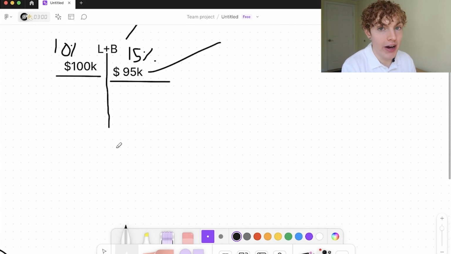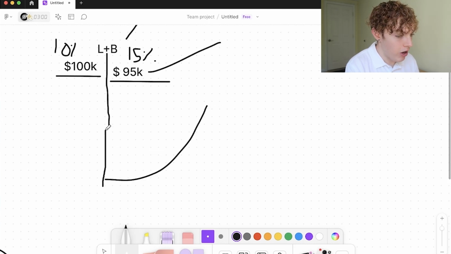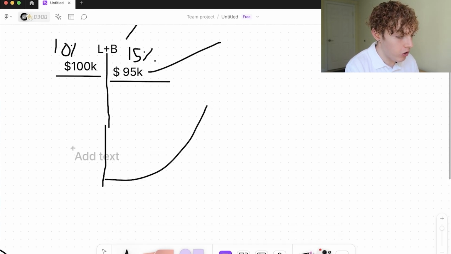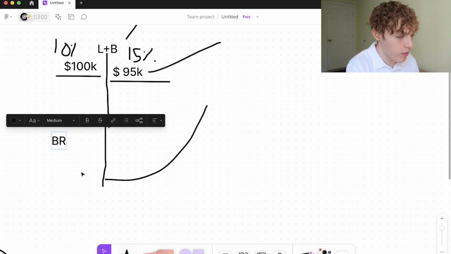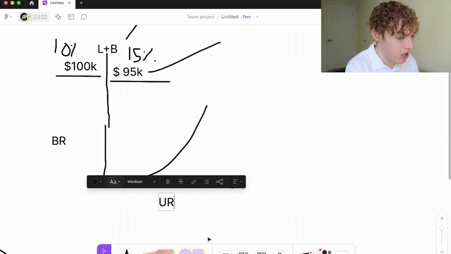And what's cool about this model is as the utilization rate increases, guess what? The APY for the people that are lending out is going to increase as well, which means that the borrow rate is also going to increase. So let's take a look at this model right here. It's a very exponential model, but over here we're going to have the borrow rate, and then over here we're going to have the utilization rate. We're just going to say BR and UR.